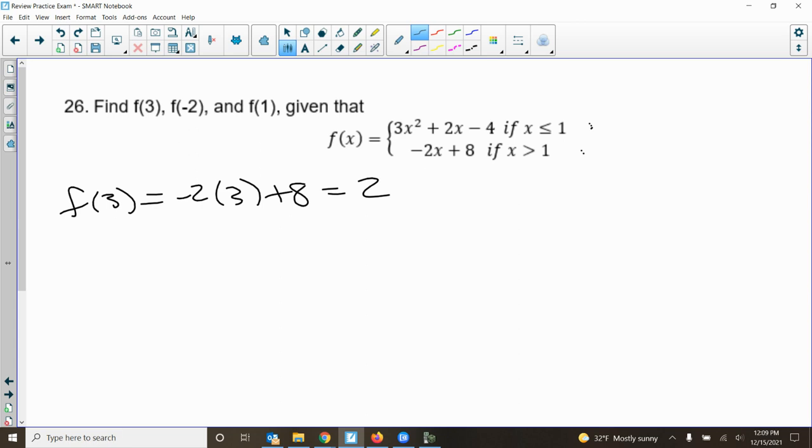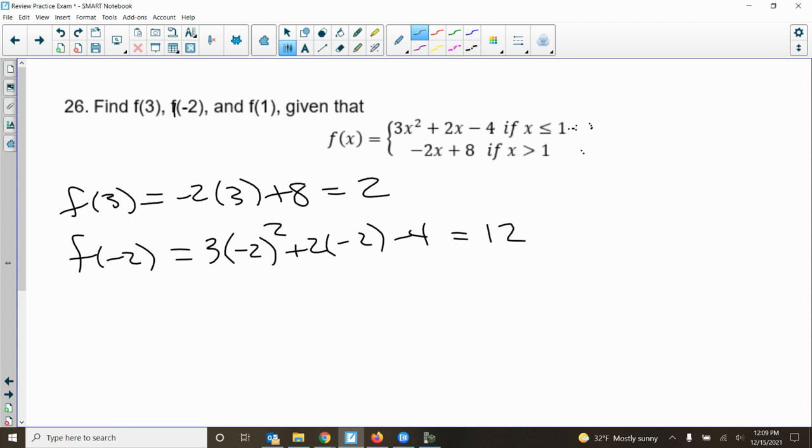How about negative 2? Which one do I follow? Top guy, because x is less than or equal to 1. Negative 2 is less than or equal to 1. 3 times negative 2 squared plus 2 times negative 2 minus 4. Negative 2 squared is 4 times 3 is 12, minus 4, minus 4. I think we get 4.